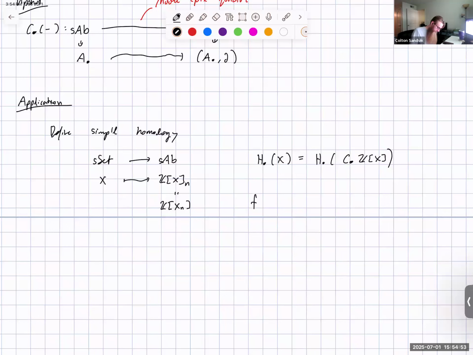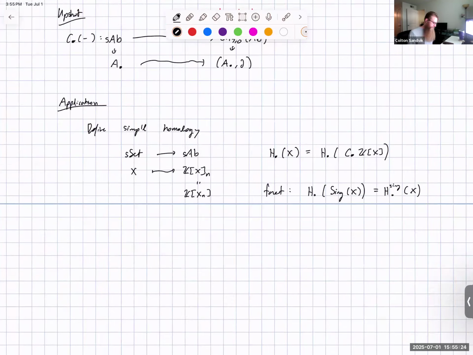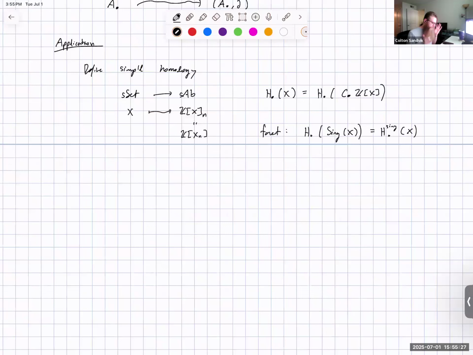The fact, which we certainly will not prove but is actually quite easy just from going through the definitions, is that if we take the singular simplicialization of X, then this produces simplicial homology or singular homology, provided that X is nice. So this is recovering some topological information from something purely combinatorial. It shouldn't be a surprise or anything. This is just this process.